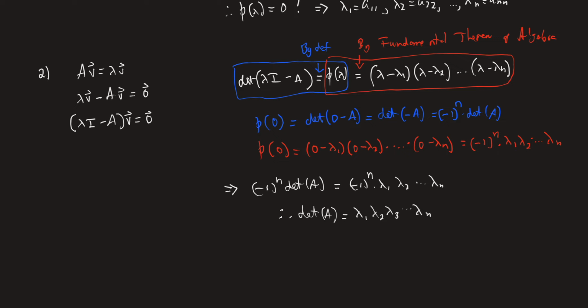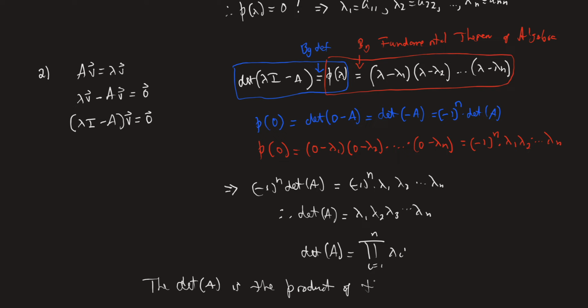And sometimes for a product, we use sigma for sum, we use pi for product. So another way of writing this is that the determinant of A is uppercase pi, i going from 1 to n of lambda i, right? So the result here is that the determinant of A is simply the product of the eigenvalues of A.